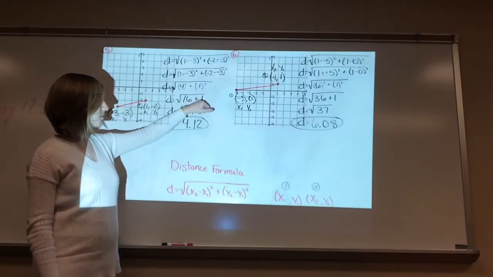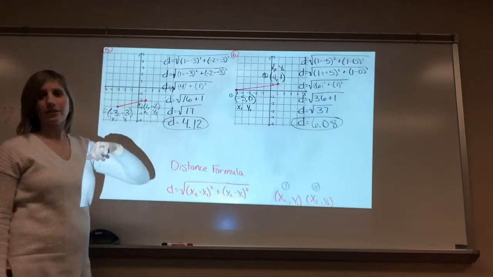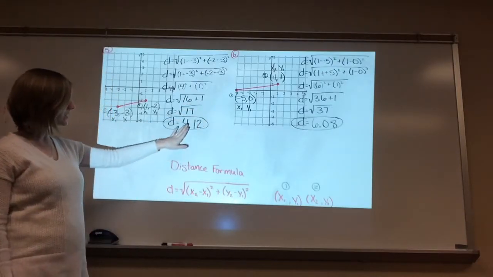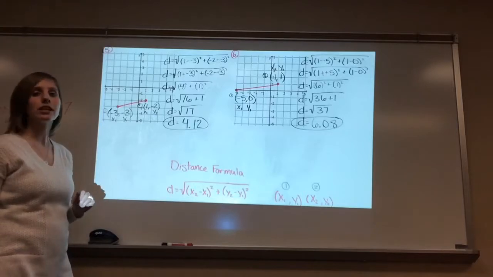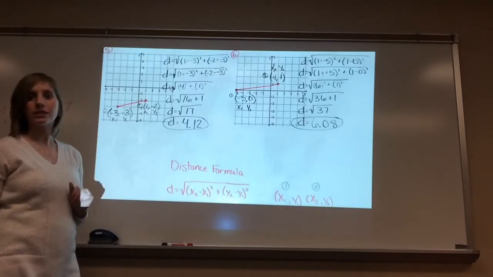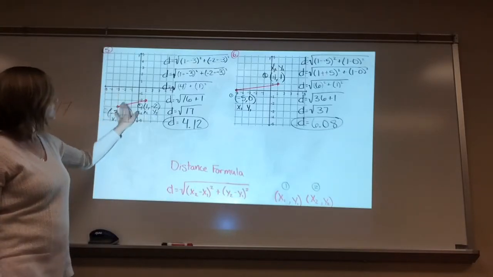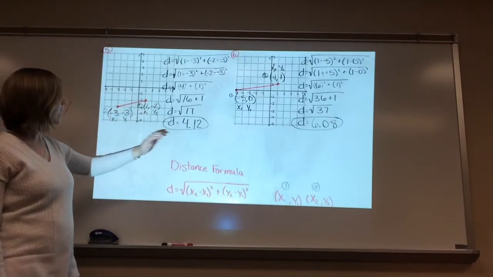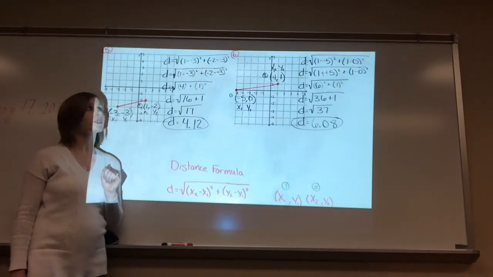Add those together, and we get 17. And then the square root of 17, you would want to use your calculator. You should get 4.12, rounding to the nearest hundredth. So the distance between the 2 points for problem number 5 is 4.12.